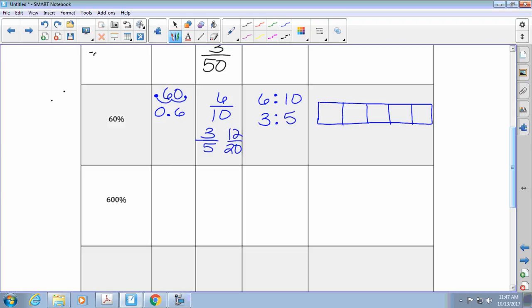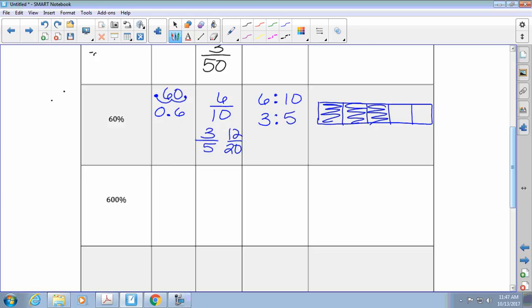Okay, so all of these are equivalent across here. So we have 60%, that's the same as 0.6, or we could say 6/10, 3/5, 12/20. 6 to 10, 3 out of 5. So we have 5 sections. If we want to represent 60%, we would fill in how many? 3. Very good, 3. So here's 1, here's 2, here is 3.